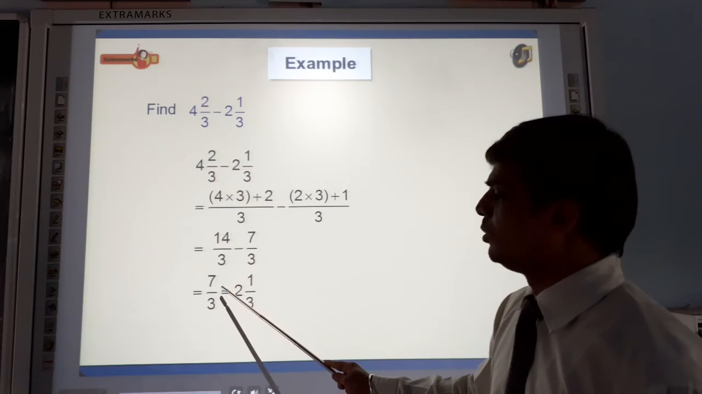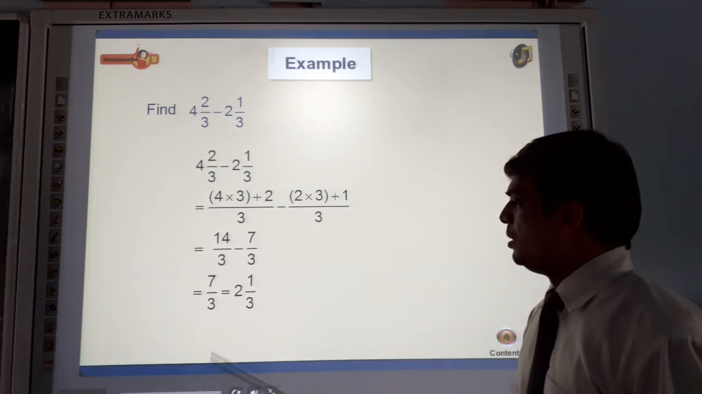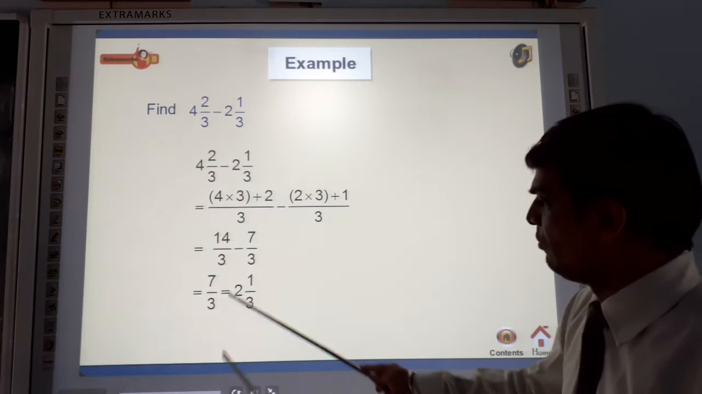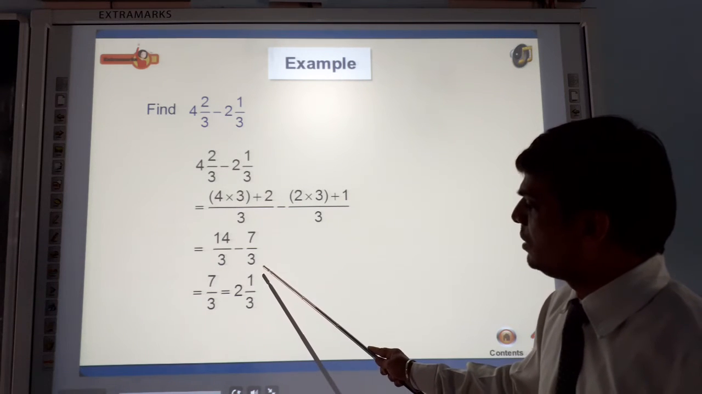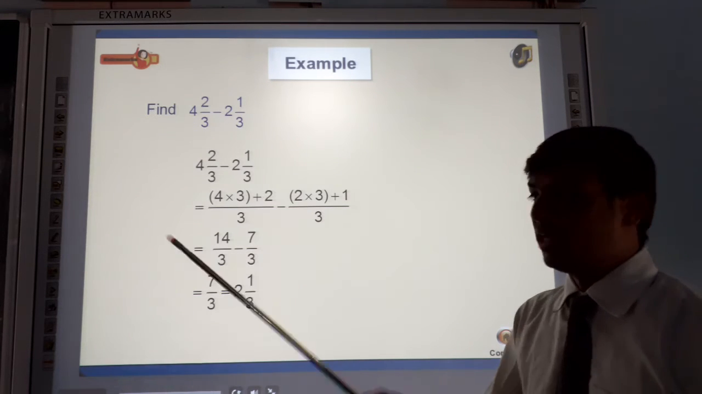14 minus 7 is equal to 7. Fraction is 7 by 3. Convert the improper fraction into a mixed fraction. 7 upon 3 is equal to 2 1 upon 3. 3 2s are 6 plus 1, 7 by 3. This is a mixed fraction. Look at this.